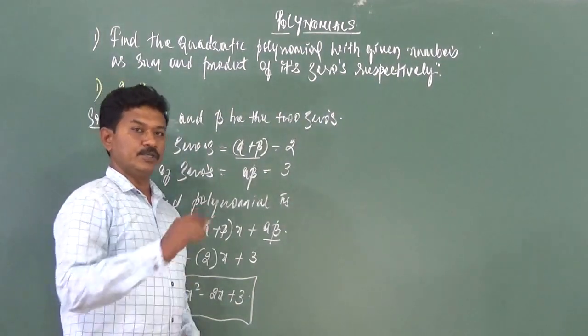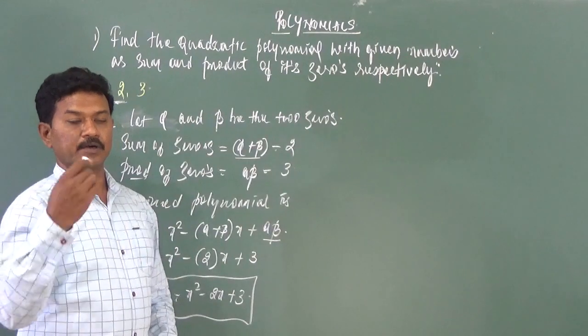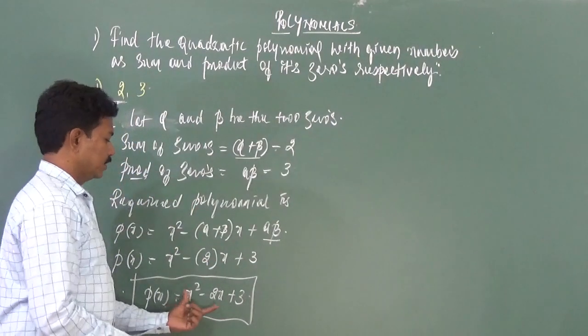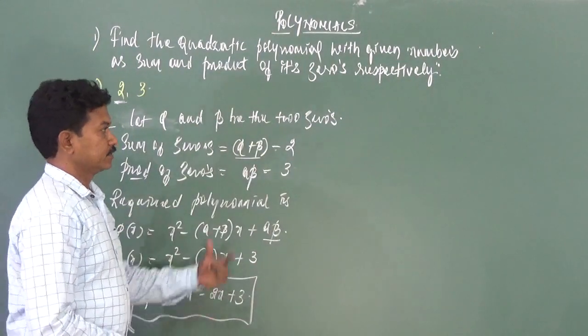So by using the sum of the zeros and the product of the zeros of a polynomial, we are going to find the polynomial itself. Right. So we'll go with the next problem.